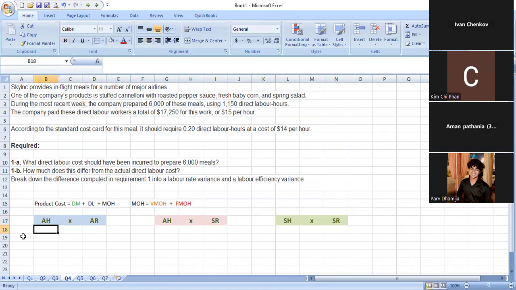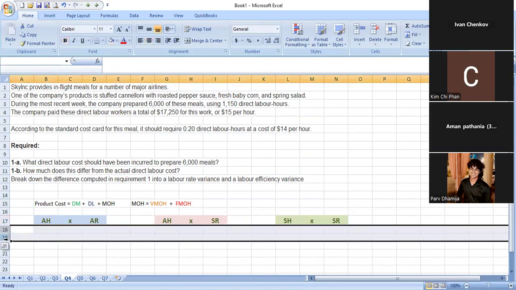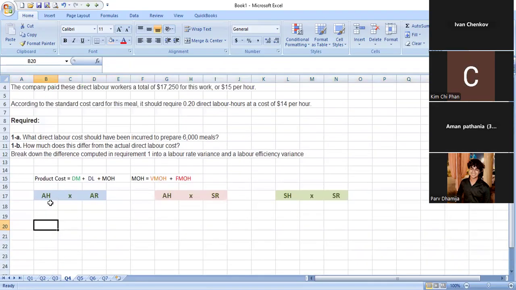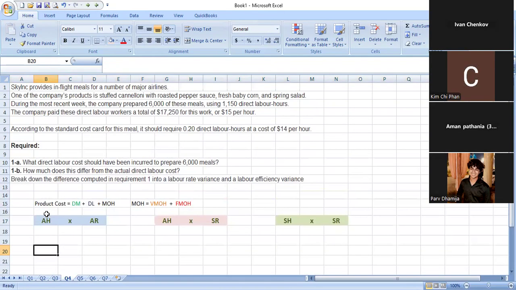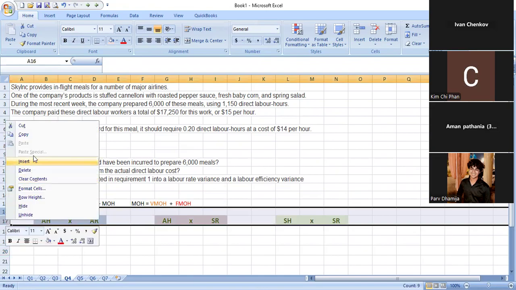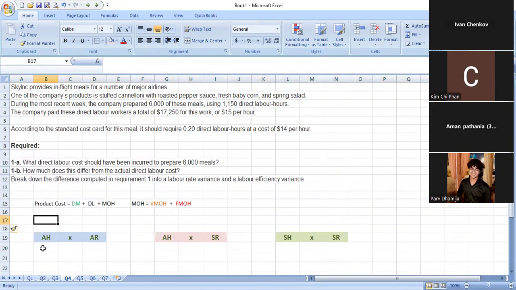Now let's see where the actual numbers are. Let's increase those cells a little bit like this. Where are our actual numbers? 1,150. Yes, 1,150. So we have actual hours, 1,150 hours worked.